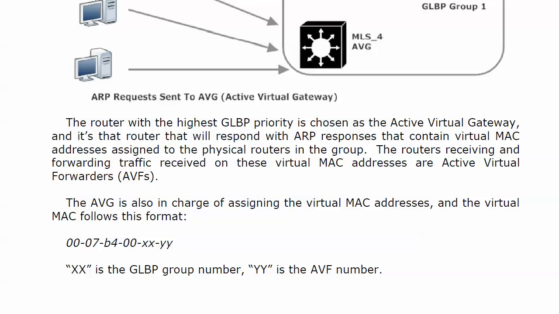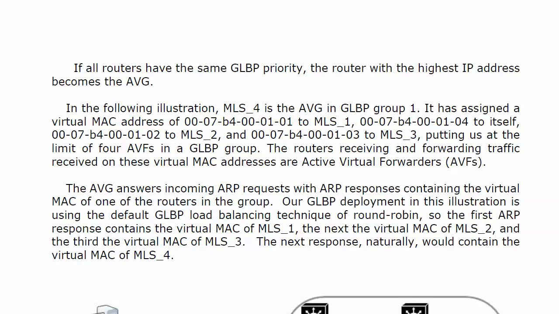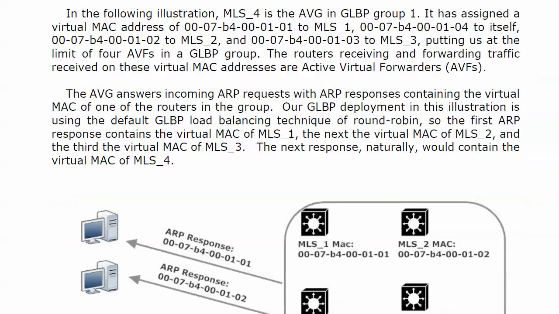Of course, since these are part of a well-known MAC address, and it better be well-known to you before you take the switch exam, these are in hex. So again, it's 0007B400 and then XXYY. XX being the group number and YY being the AVF number. Now, I know you're already thinking, what happens if they all have the same GLBP priority? Well, in that case, the router with the highest address becomes the AVG.